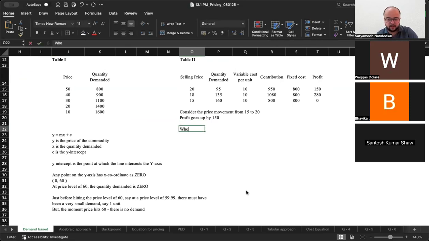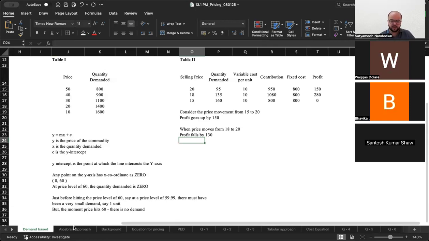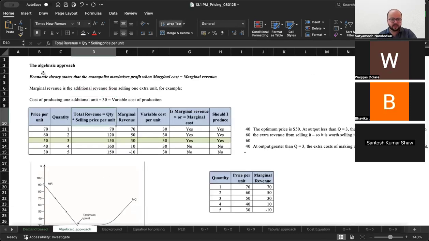And when price moves from 18 to 20, profit falls by 130. Profit falls by 130. So naturally there is a different change. There's a different kind of movement. There is a different kind of impact that you can observe here. So we are going to study this relationship a little later today.